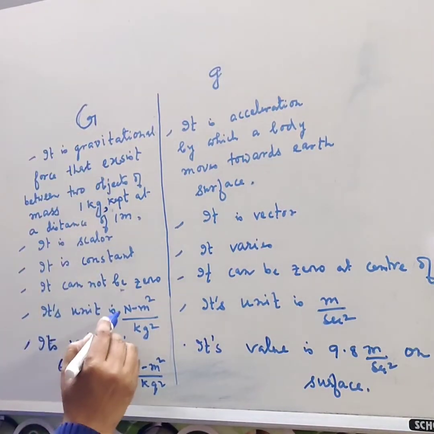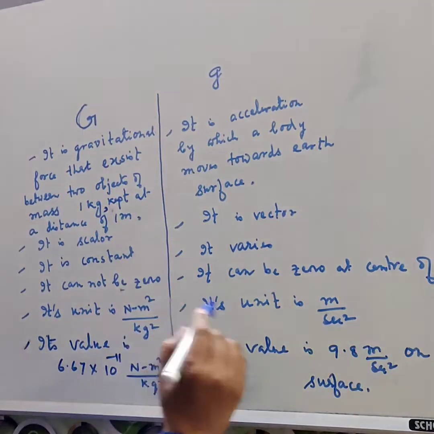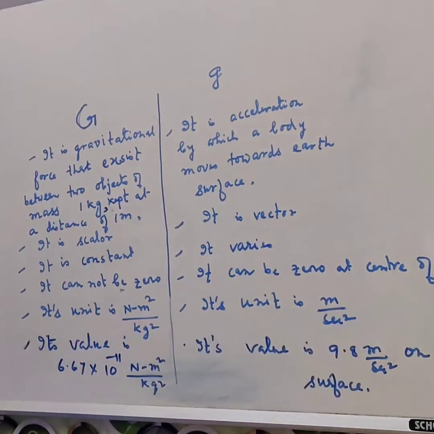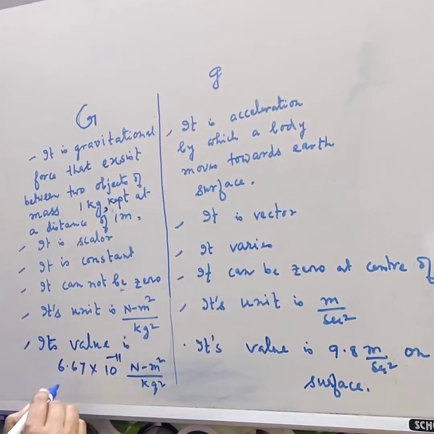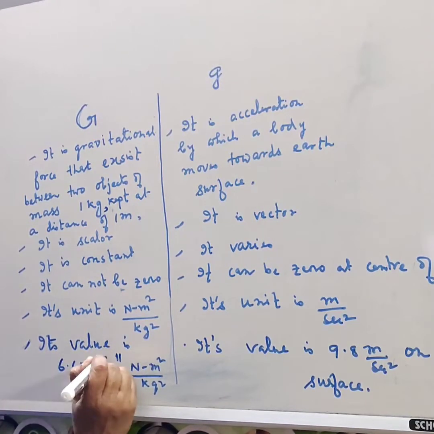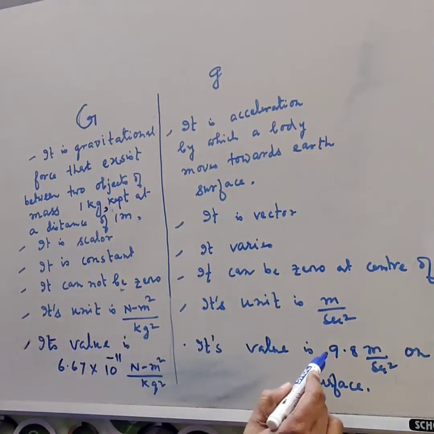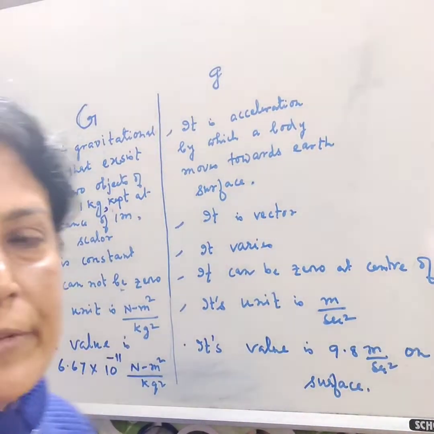Its unit is Newton meter square per kg square, whereas the unit of small g is meter per second square. The value of capital G is 6.67 into 10 to the power minus 11 Newton meter square per kg square, whereas the value of small g is 9.8 meter per second square on Earth's surface.